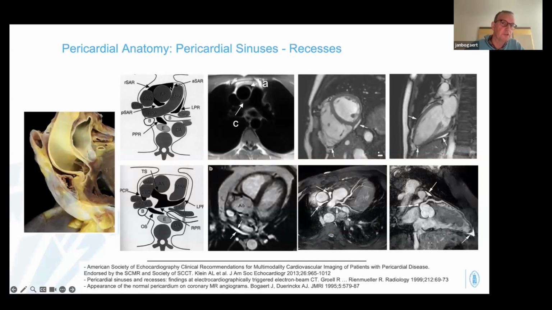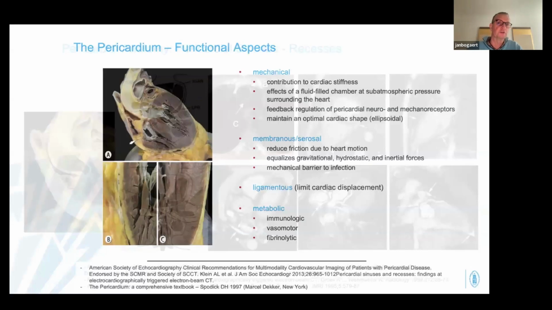And as I said, we have also the recesses. It is important to know that they are there and not to misinterpret them as abnormal pathology, such as large lymph nodes, aortic dissection, or whatever. But with current high-end imaging modalities offering good image quality, normally differentiation is not that difficult.